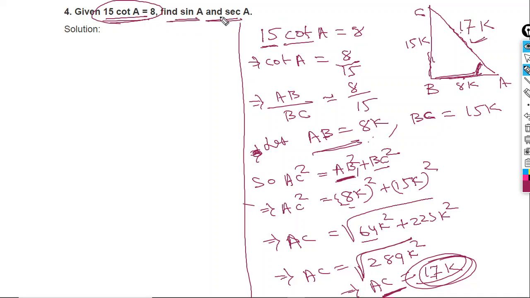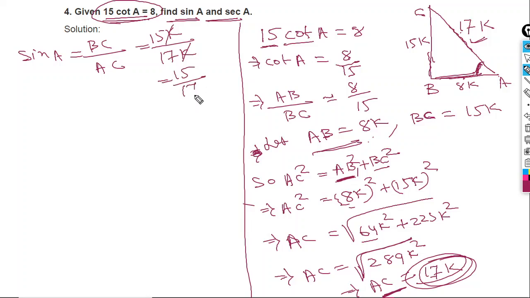Now what we need, look at it: find sin A and sec A. Let's start. Sin A means side opposite of angle A divided by hypotenuse, that means BC divided by AC. BC is 15K divided by AC, which is 17K. Now K will be cancelled. It will be equal to 15 by 17.